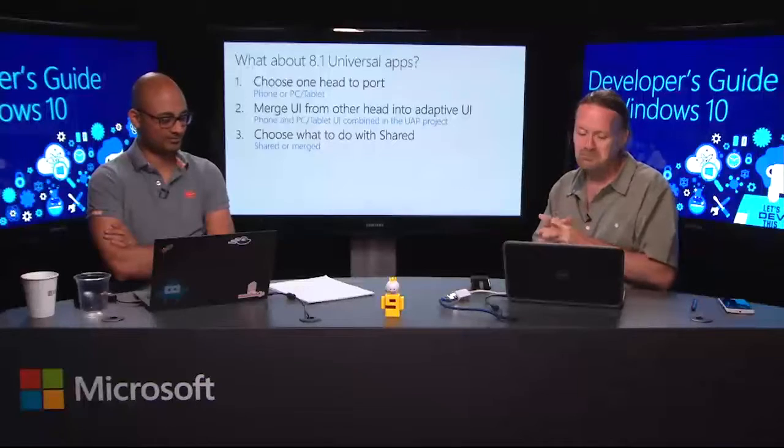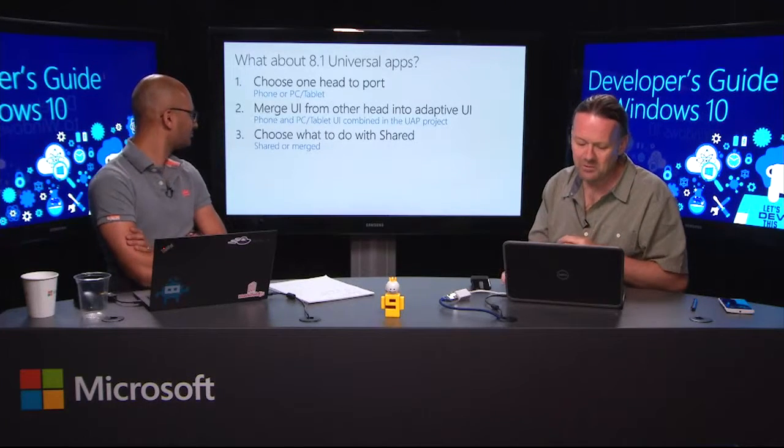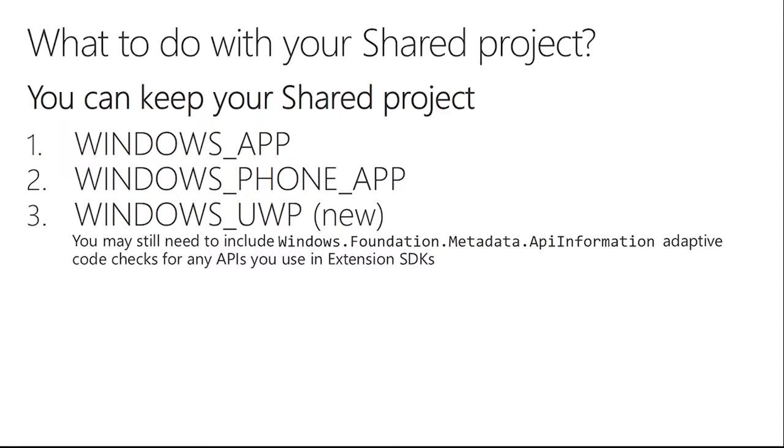So you just have to deal with the 3 platform compiler conditionals that we've now got: WINDOWS_APP, WINDOWS_PHONE_APP, and WINDOWS_UWP is the new one. And inside that Windows UWP section, if you've got any shared code, you might still need to use the API information. You can still use those APIs to selectively have code that's targeting the extension SDKs, but your app may not need that anyway.